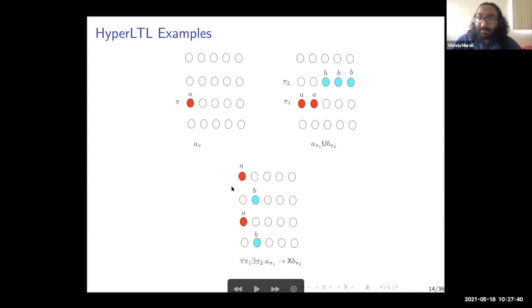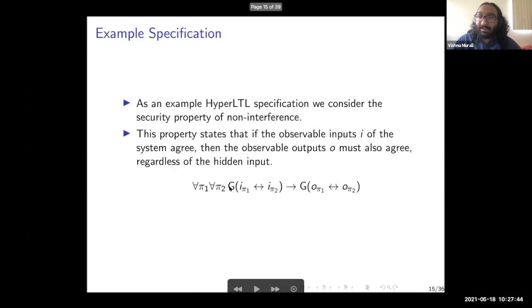Now let us have a look at a security policy which can be specified in HyperLTL, namely that of non-interference. This property states that if two traces agree on the observable inputs, then the two traces must also agree on the observable outputs regardless of the hidden input. That is, we want the system to be opaque with respect to the hidden input. Formally, we specify it as follows, and it reads, for every trace pi1 and for every trace pi2.